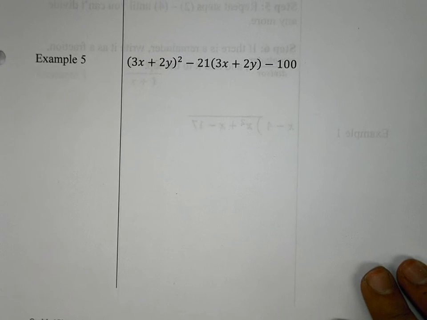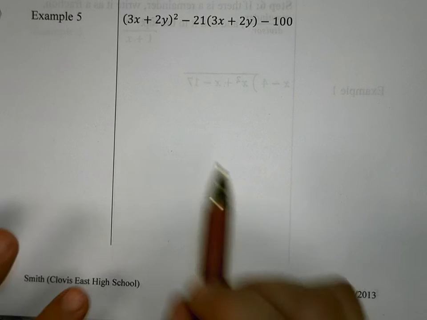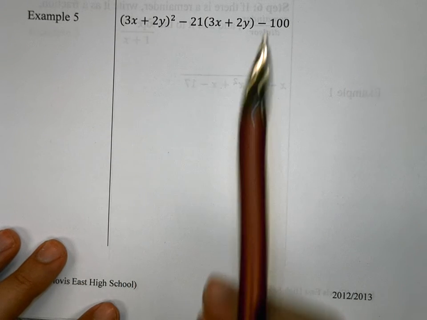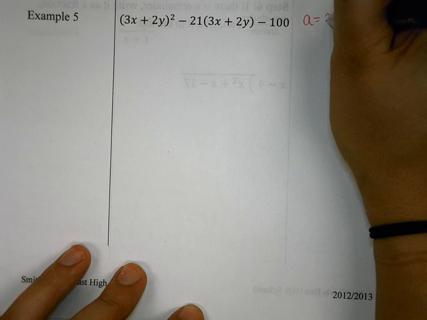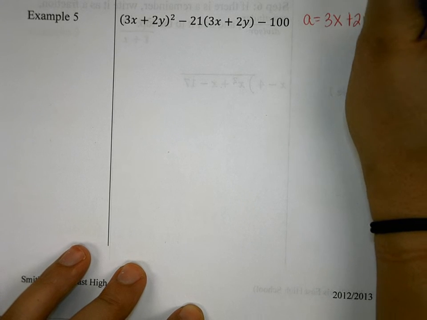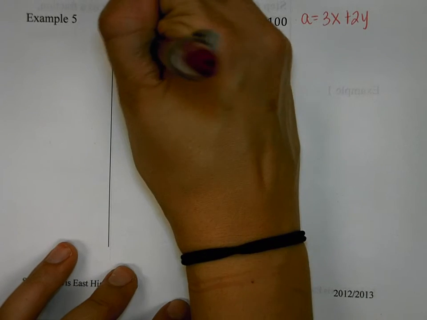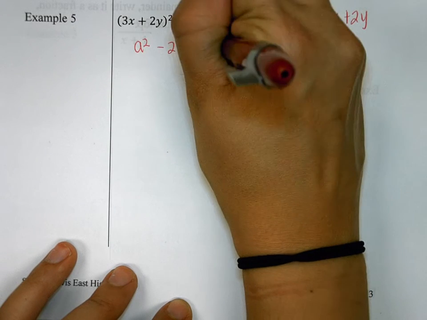Last one, example 5. I have (3x plus 2y) squared minus 21 times (3x plus 2y) minus 100. So I'm going to let A equal 3x plus 2y and substitute that in. So I'm going to get a squared minus 21a minus 100.